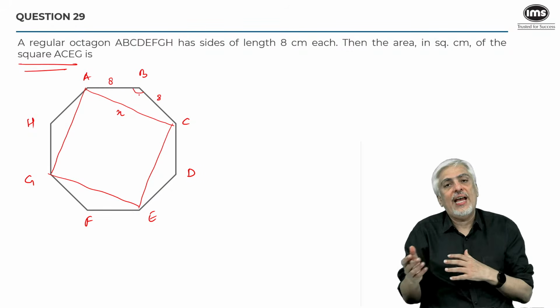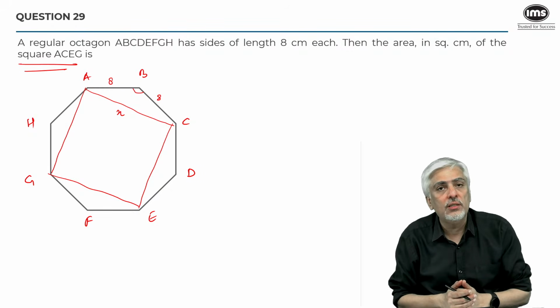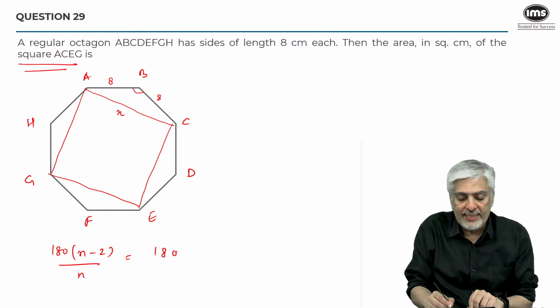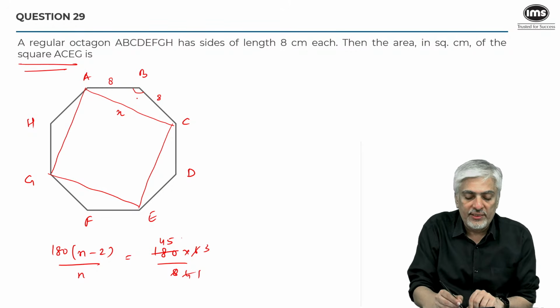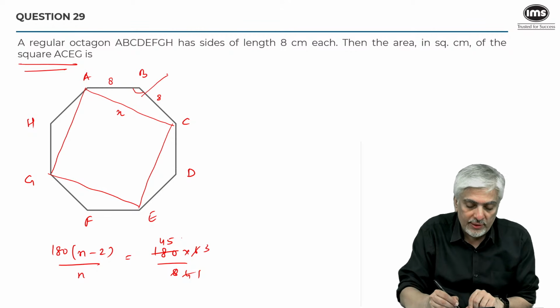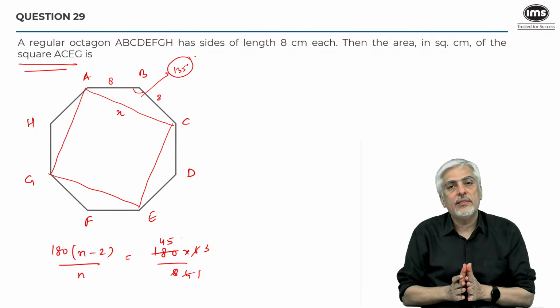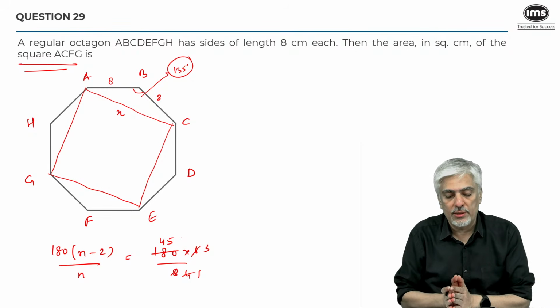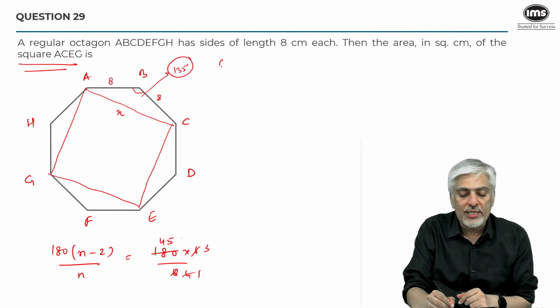How do you find an angle in any polygon? 180 into n minus 2 upon n. So 180 into 6 upon 8. 2 3s are 6, 2 4s are 8, 1 45 is 45, 3 45s are 135. This angle is 135. Now, same logic. If you know your properties well, this is a one-step question. Do you know how to use the cosine rule, and do you know the value of cos 135?